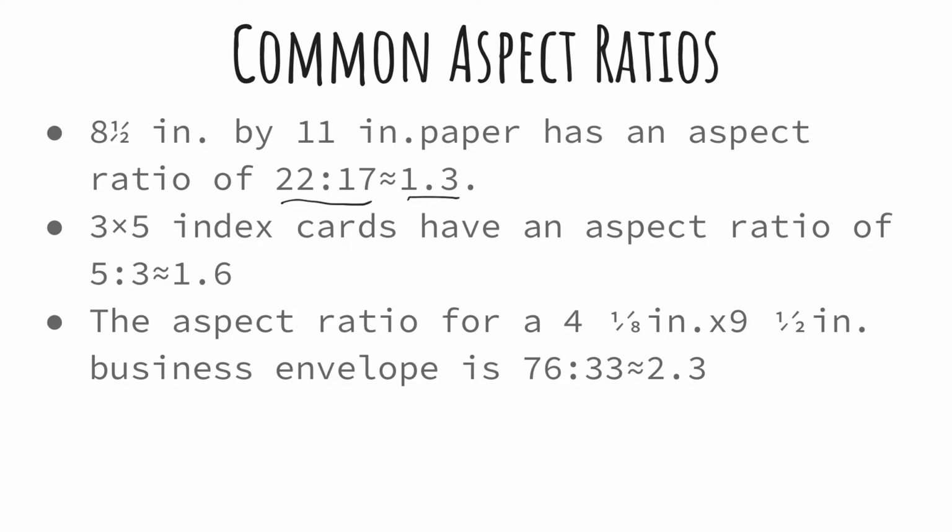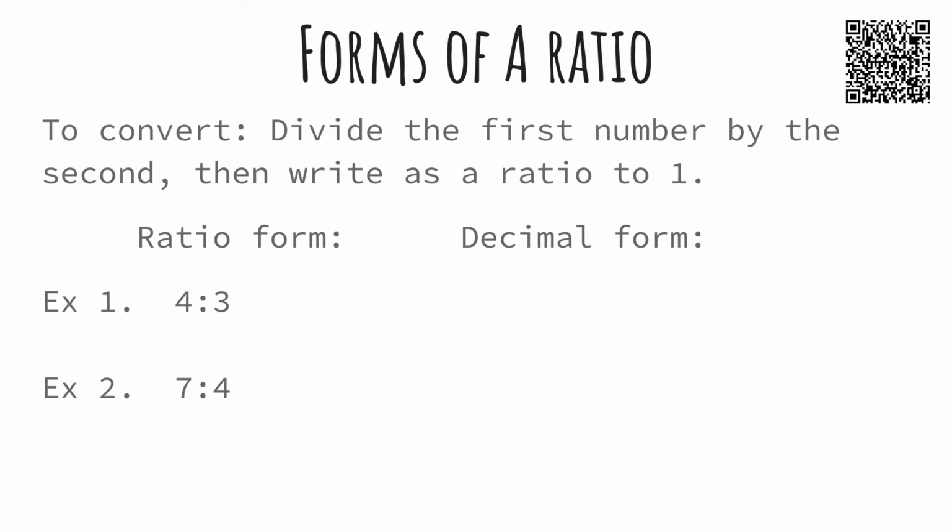A 3 by 5 index card has an aspect ratio of 5:3. Notice that we took the longest side and we put it over the shortest side. So 5:3, and if you divide 5 by 3, you get 1.6 as your decimal. The aspect ratio for a 4 1/8 inch by 9.5 inch business envelope is 76:33, and that would simplify down to 2.3. So we're going to look at converting ratios into decimals, and then also taking the length and the width and writing it as an aspect ratio.